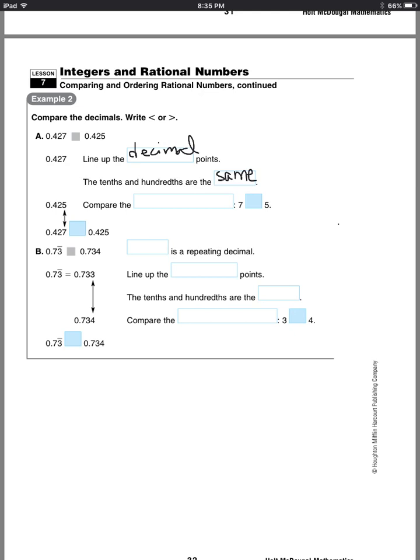Hold on. Okay. Like they did here. Okay? Now, because in the thousandths place you have a 7 and a 5, the 7 is greater. So because the 7's greater, 0.427 is greater than 0.425. So we're going to compare the thousandths.